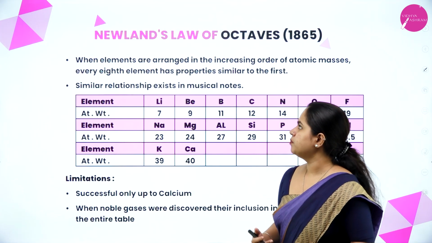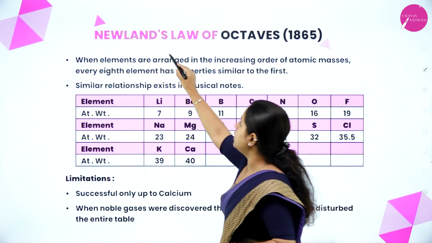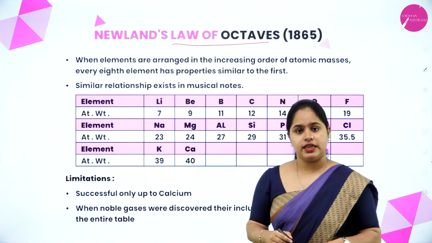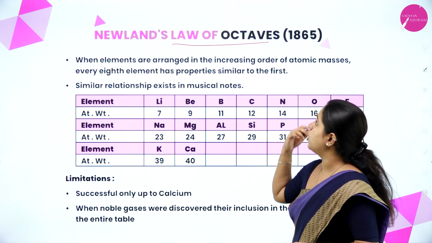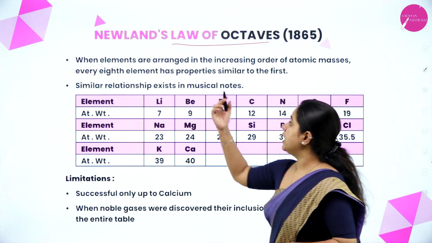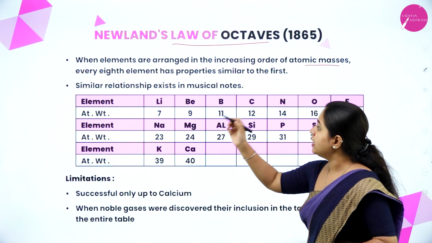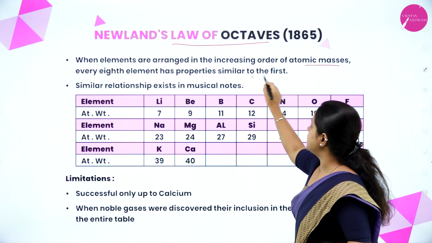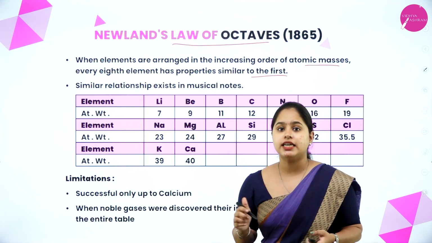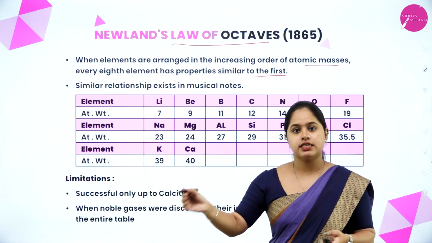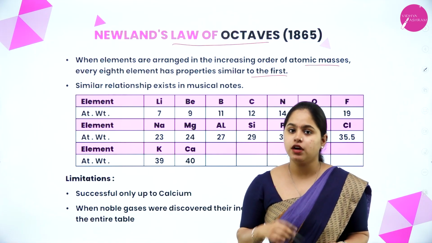Moving on to the second one. The second classification which was made was by Newlands. It's called Newlands' law of octaves. In the year 1865, Newlands proposed his law of octaves. When elements are arranged in the increasing order of their atomic masses, every 8th element has properties similar to that of the first. So it is similar to the musical notes, right? Sa, re, ga, ma, pa, da, ni, sa. Again the 8th one, that is sa, is repeating. It is the same as the first one, right?